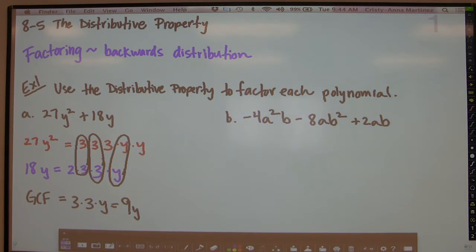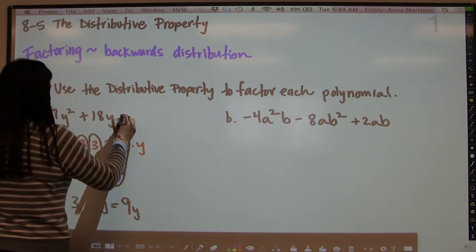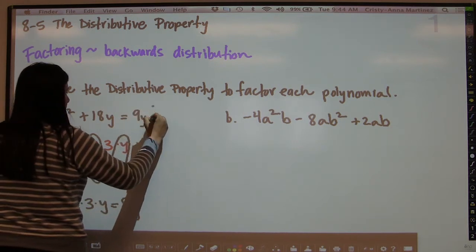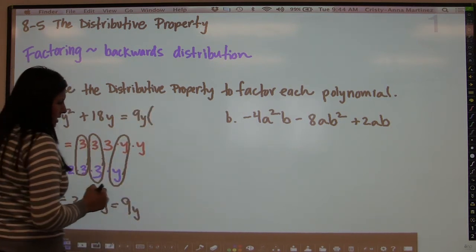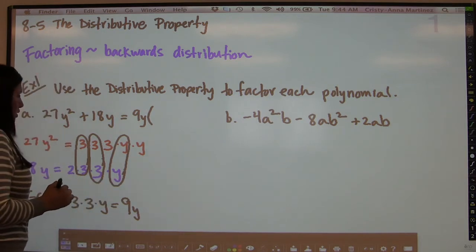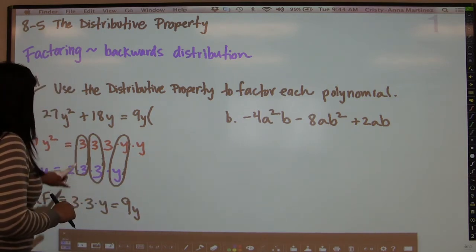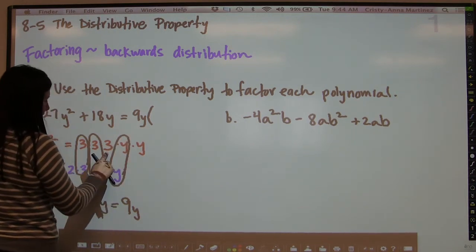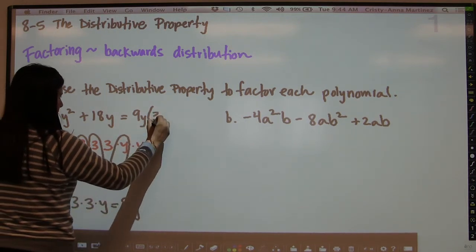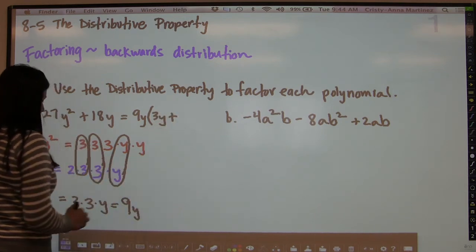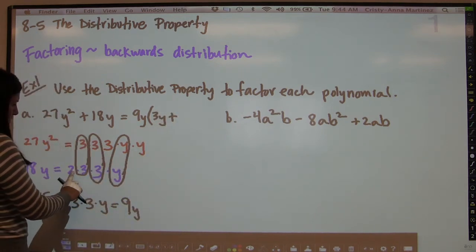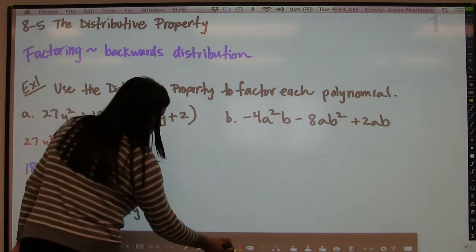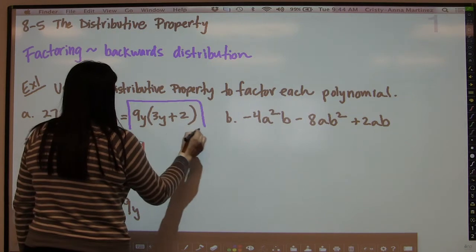So then what we do for backwards distribution is we basically take out the 9y. So the 9y comes out, you put parentheses like that. And then we want to put the remaining factors. We already have the 3 and the 3 and the y in the 9y. So we have this 3 here and this y here, so that's going to be 3y plus, and then we're going to have the 2 left here, and that is basically your answer. This is your factored answer.